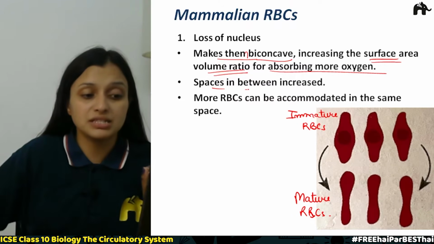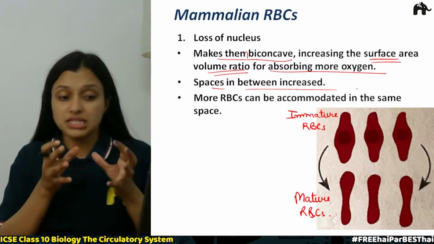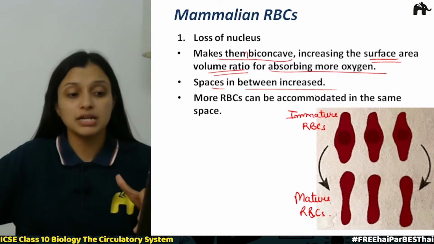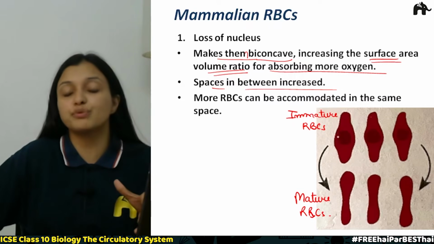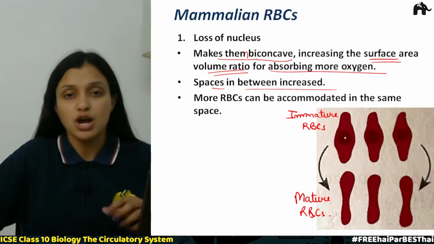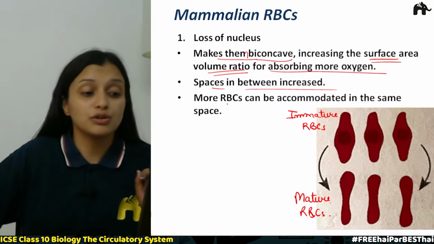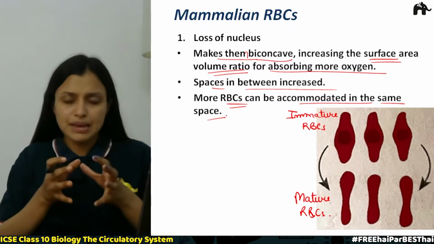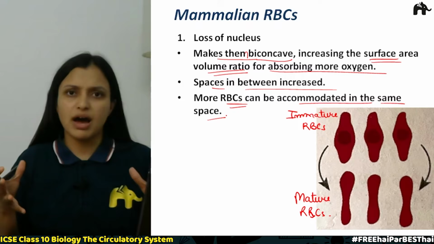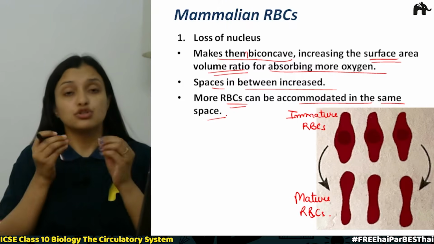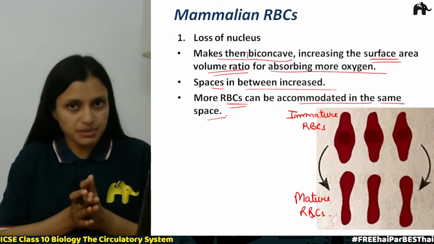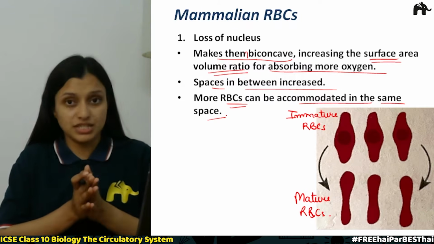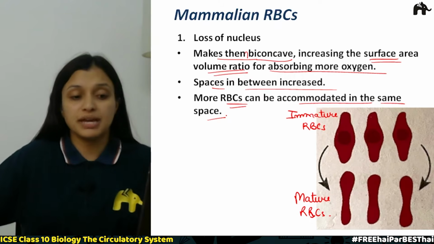Secondly, the space in between them increases. The space which was occupied by the nucleus is empty now, so the space has increased. Now more RBCs can be accommodated in the same place. So firstly, the shape becomes biconcave, which increases the surface area for absorbing oxygen in a small space.